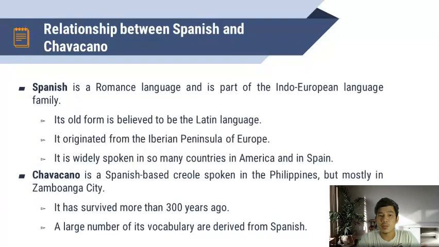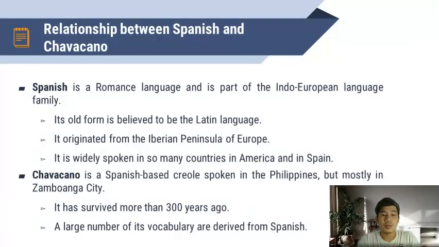Chavacano is a Spanish-based Creole spoken in the Philippines, but mostly in Zamboanga City and also Basilan. Although there are also speakers in Cavite, in Ternate, and some other parts of Cavite. I just don't know exactly where in Cavite. By the way, Chavacano has survived for more than 300 years. It actually started as a pidgin and eventually developed as a Creole language during the Spanish colonization.